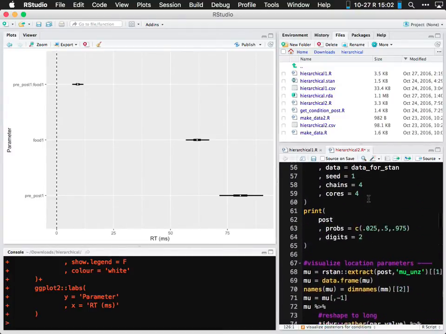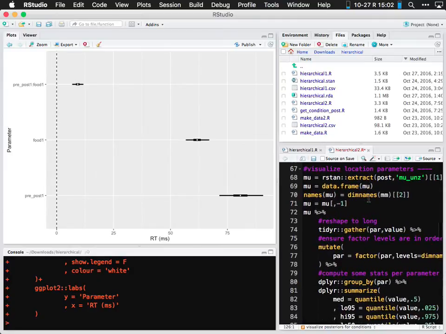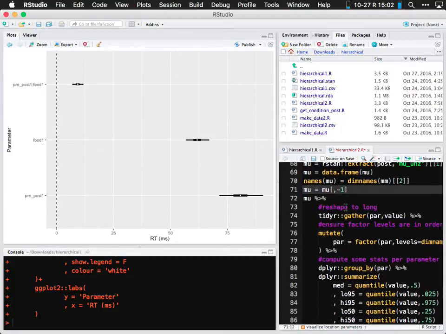So row and then column. We leave row blank, so we don't want to get rid of it. I've got the names part before. So you do minus first column. We want to get rid of this column.